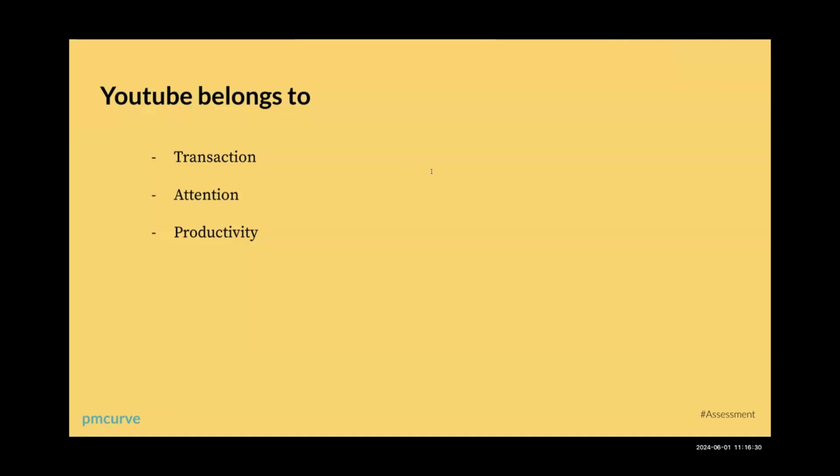Thanks, Deepak. Would Shopify fall under productivity or transaction? Shopify is a productivity tool. Think of it like this. By the way, if you're trying to classify it in one category, a product can fall in multiple categories, first of all, right? YouTube will fall under attention and productivity. But if you have to classify it into one category, the way you have to think is, what is the major way in which this platform generates value?